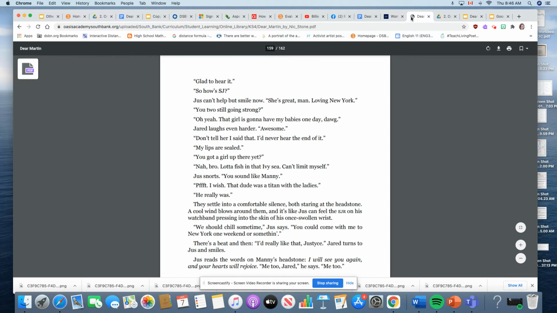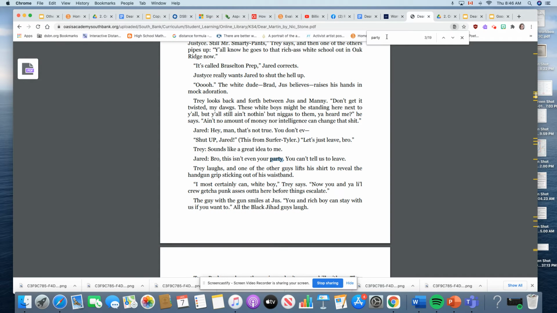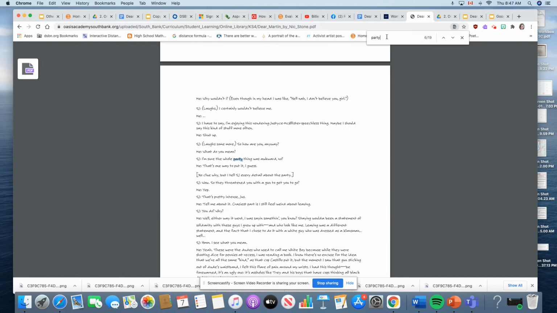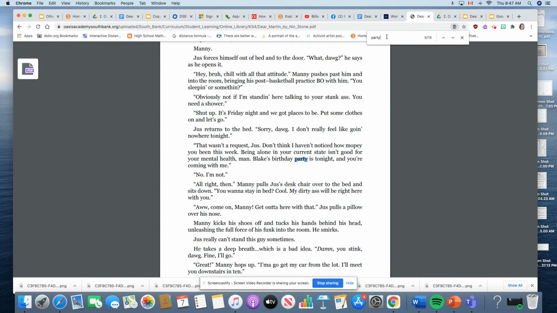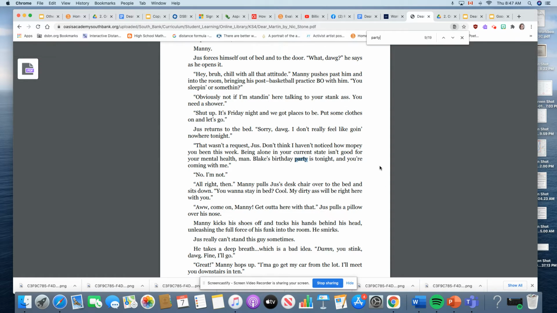So looking on the PDF and just hitting Command or Control F, it'll come up with this box over here, and we can say party, okay? Obviously, this doesn't happen in chapter 1, but you can just go through and see if you can find those keywords and where they might be in the text if you don't remember, okay? Eventually, we'll get to the right place. So Blake's birthday party is tonight, and you're coming with me. So this is one method that you can use in order to help you read those texts.